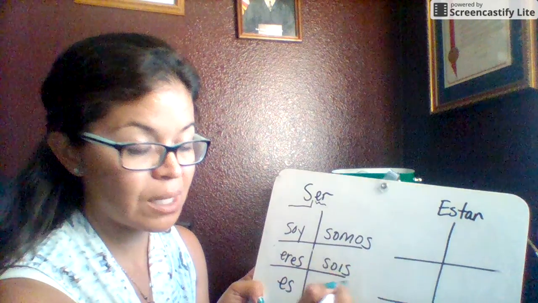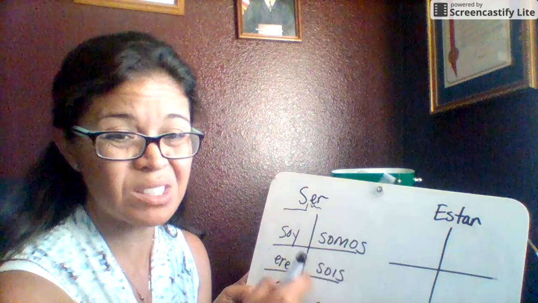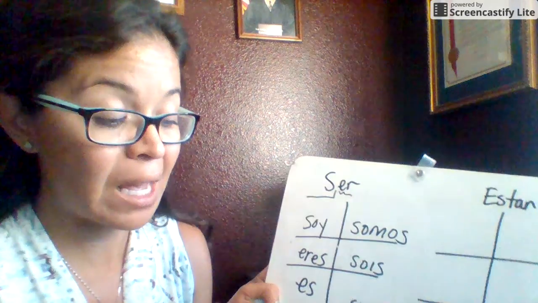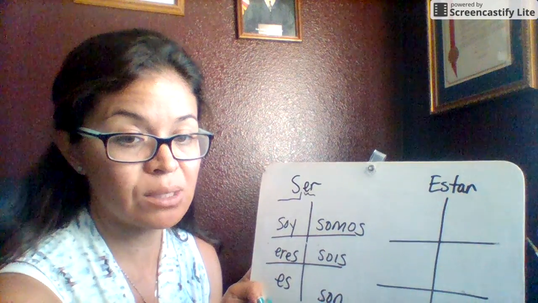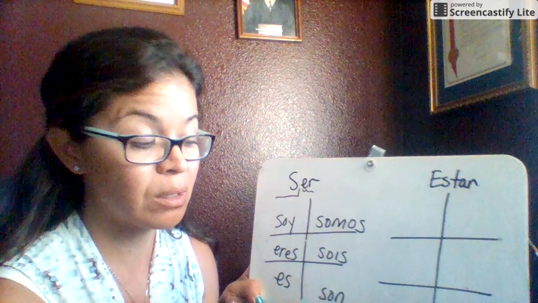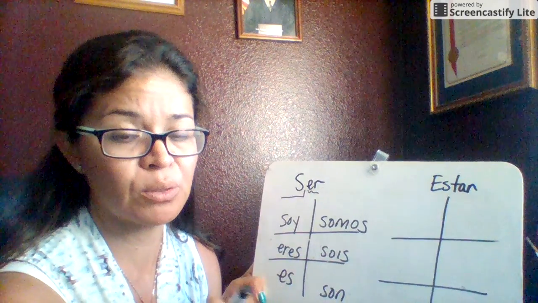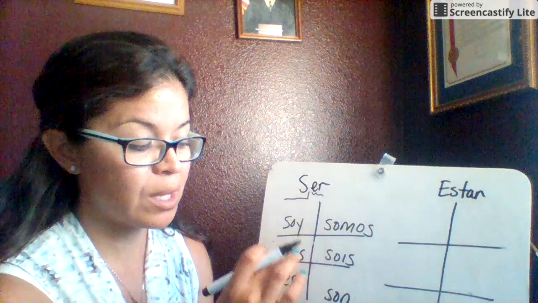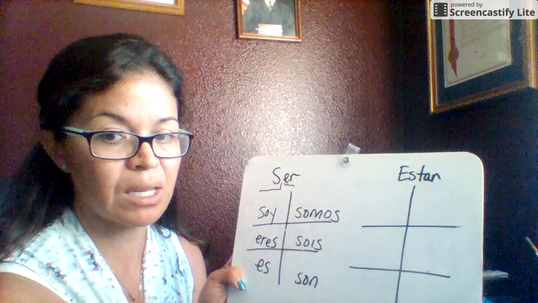Because sois happens to be a one syllable word, one syllable verb in this case, and one syllable verbs don't need the accent written down because they're easy to pronounce. Many times accents are written down for you to be redirected in the pronunciation. And if a word only has one syllable, there's really no redirecting needed. So soy, eres, es, somos, sois, son are the conjugations for the verb ser.